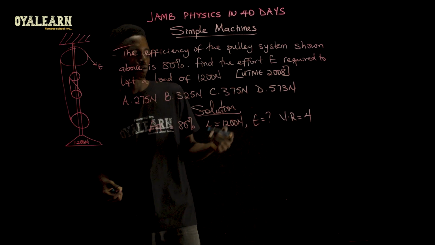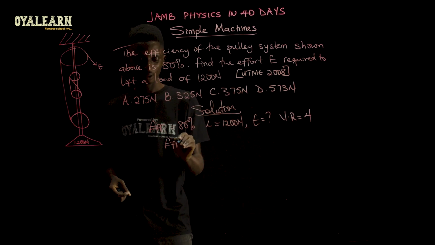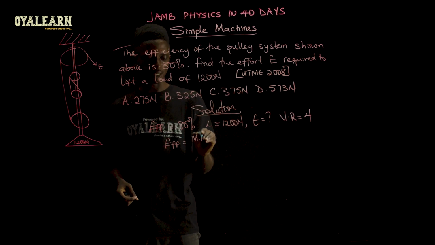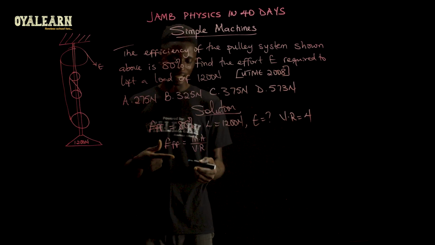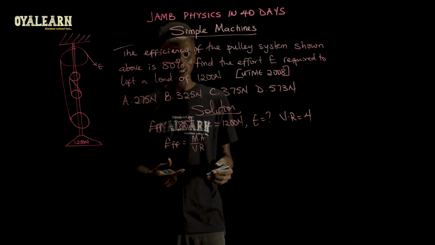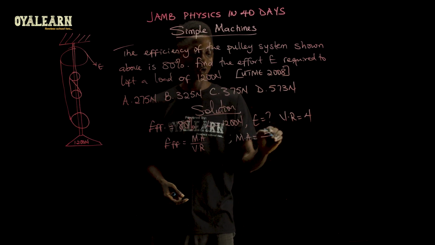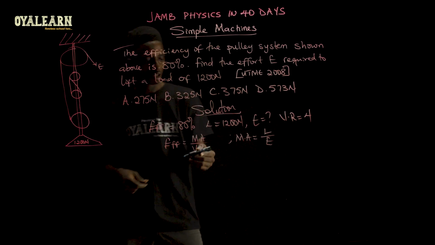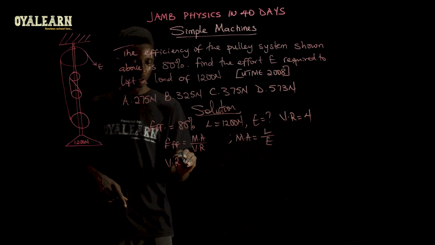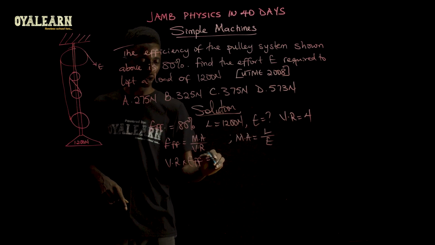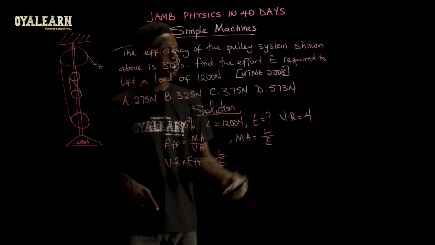So we can apply this to solve for effort. Now, originally we know that efficiency equals mechanical advantage over velocity ratio, right? So in this case, we can then make mechanical advantage the subject, but note that mechanical advantage is load over effort. So let's apply that. If we do that, we cross multiply here, then we'll have velocity ratio multiplied by efficiency equals load over effort. So let's use this to solve. Velocity ratio is 4.